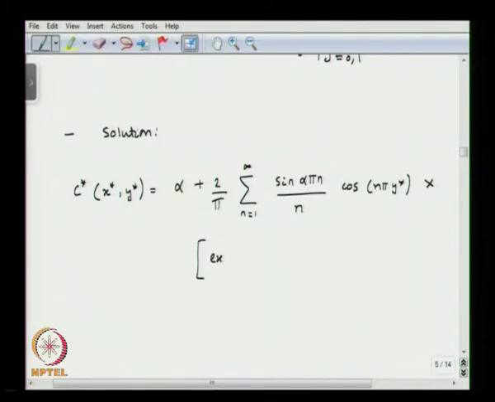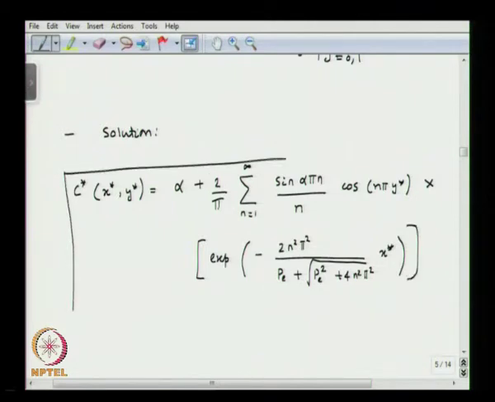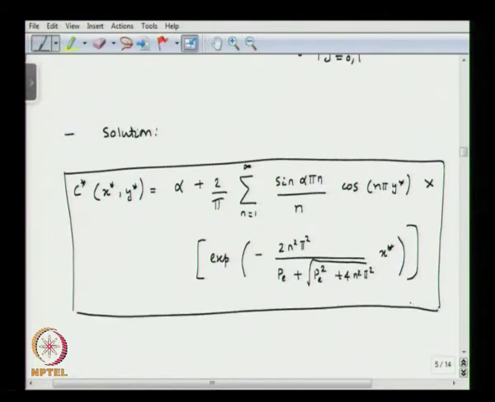into exponential negative of 2 n square pi square divided by Peclet number plus square root of Peclet number square plus 4 n square pi square, into x star. So, that is the expression for the concentration in x and y direction.